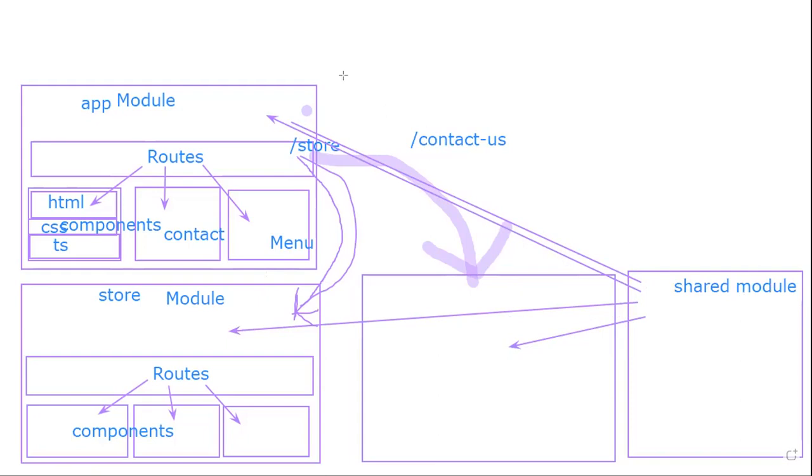So either we call it a shared module, or we call it a feature module, which will have, like in our case, the material import. We placed it in one separate module, and we imported it in all the modules. We have 3 modules, and in all the modules we imported it.